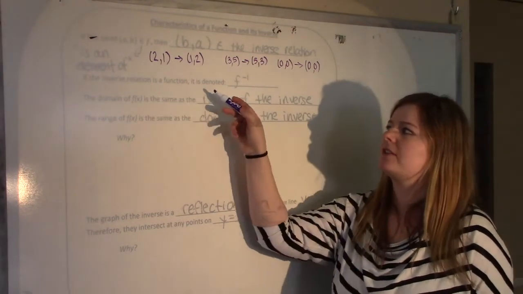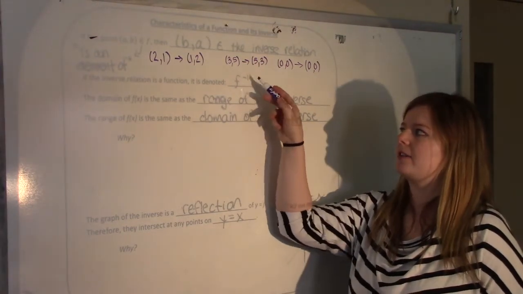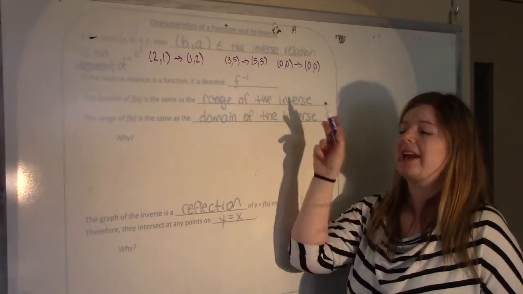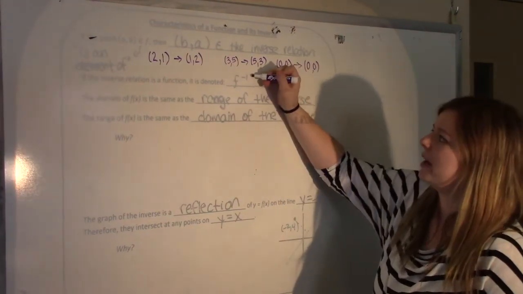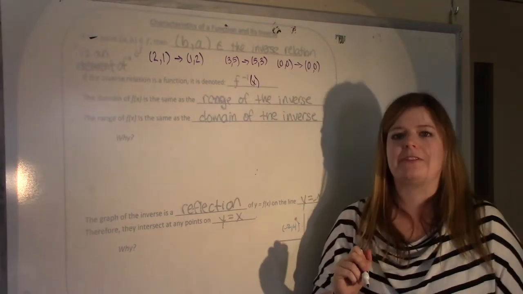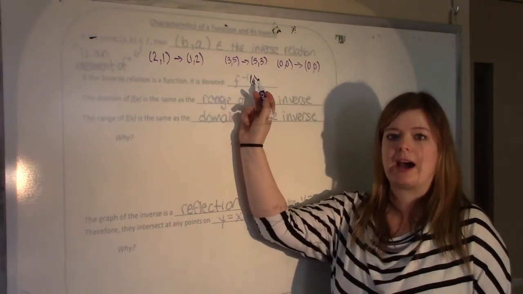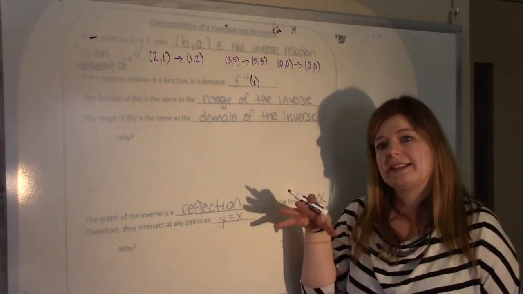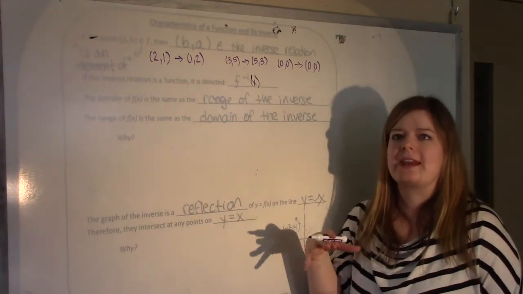If the inverse relation is a function, it is denoted by this notation. So it's the fancy little f, like we normally use for a function, with a little -1. And if you're doing it at x, then you would just put the x after. So make sure that -1 is up high, it's a superscript. And this is only used if your inverse is actually a function, which we'll get into more in the next video.